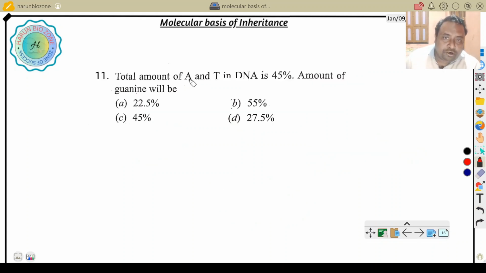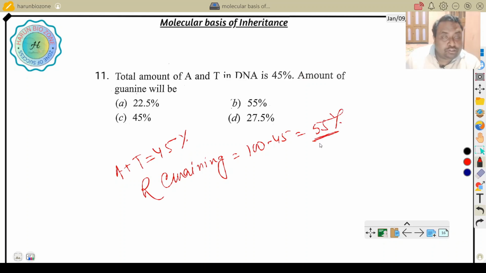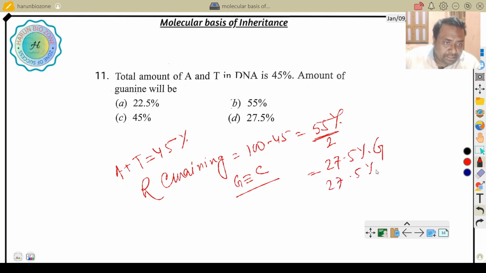Next question: the total amount of adenine and thymine in DNA is 45%, what will be the amount of guanine? Adenine plus thymine is 45%, the remaining is 100 minus 45, that is 55%. Within this 55%, guanine is present and also cytosine. Guanine equally pairs with cytosine, so divided by 2, that is 27.5% guanine and 27.5% cytosine. The right option is D. The amount of guanine is 27.5.